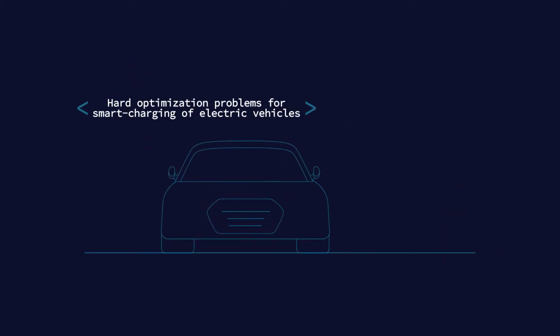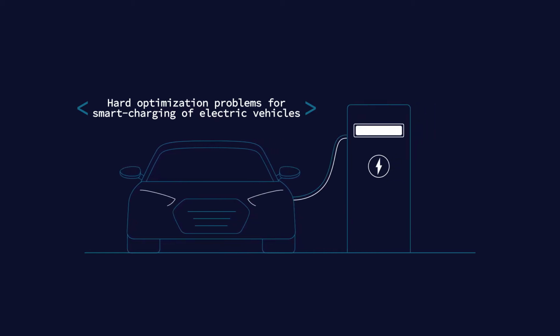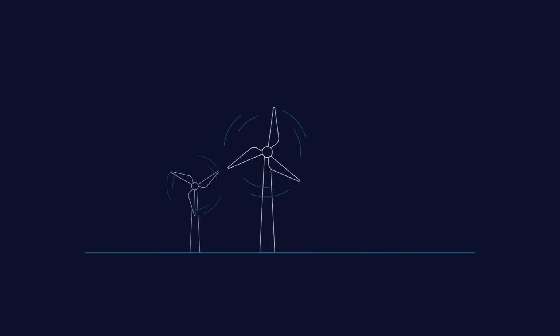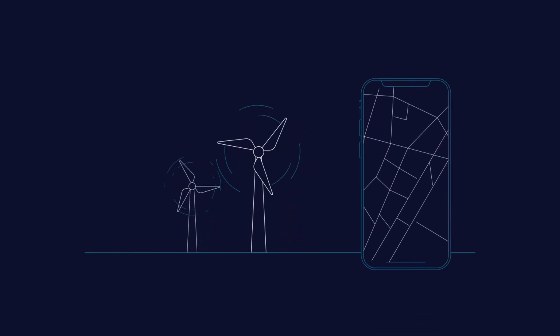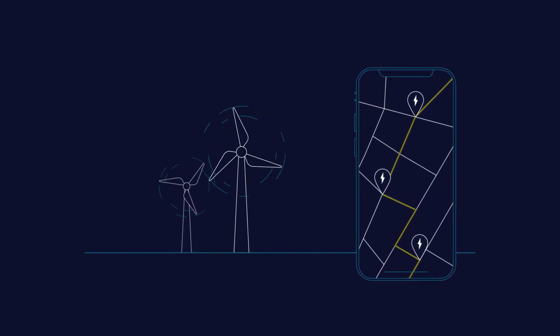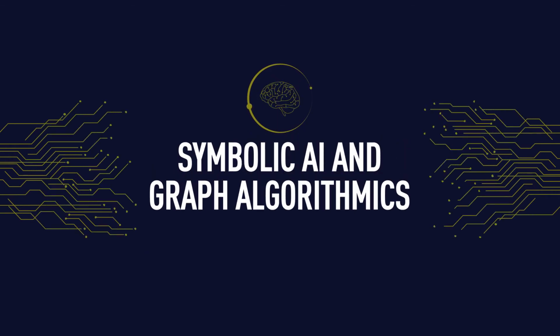The rise of electric mobility requires smart charging solutions to optimize energy consumption and to contribute to the grid balance while satisfying user needs. Some of the challenges of smart charging could typically be solved faster and better by quantum computing. And the last 3 use cases related to symbolic AI and graph algorithmics.